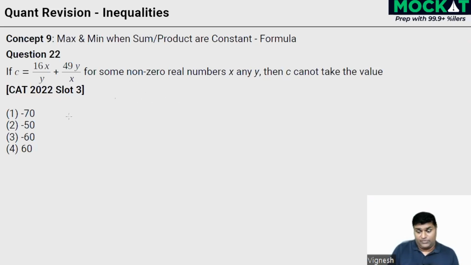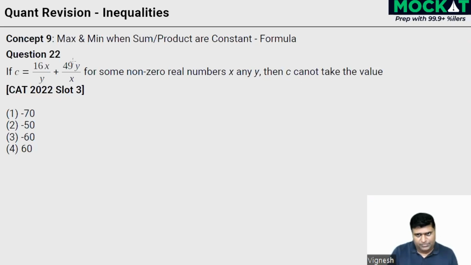Slightly different type. We saw that negative also, no? Something around that is over here. If C equals 16x by y plus 49y by x for some non-zero real numbers x and y, then C cannot take the value of what, right?